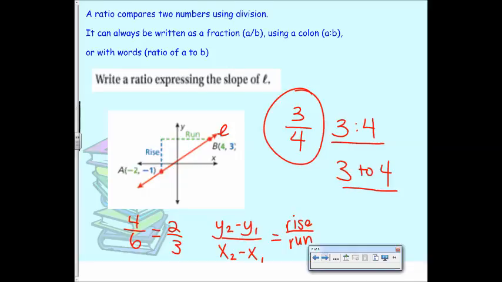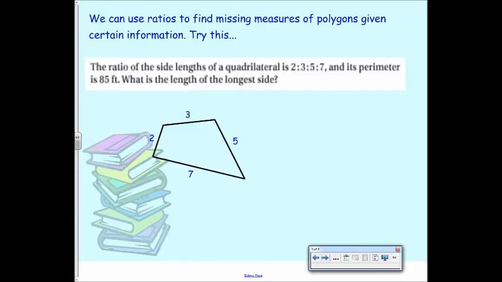Okay, when we're talking about shapes, in this case, first of all, what type of shape is this? Is this a polygon? Yes. Is it regular or irregular? Irregular. Is it convex or concave? Convex, because all your diagonals will be inside it. All right, and it is a quadrilateral.